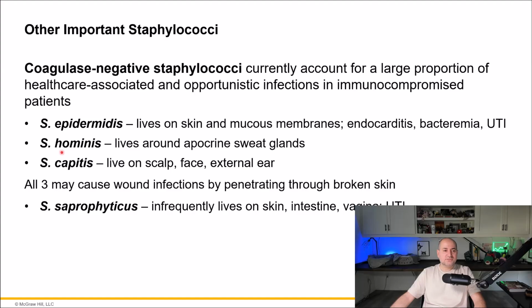Staphylococcus hominis, this is another important species to know about. It lives around the apocrine sweat glands. These are the sweat glands near the armpits and the groin. Staphylococcus capitis, this lives on the scalp, face, and external ear. And all three of these may cause wound infections by penetrating through broken skin.